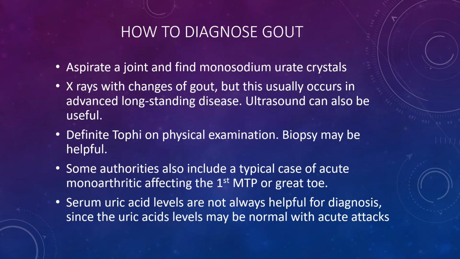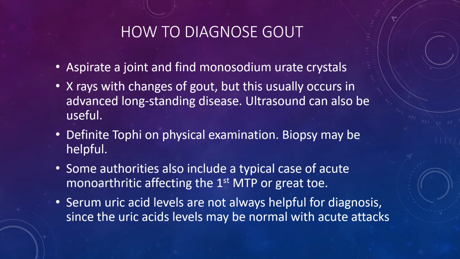How to diagnose gout? Well, we first try to aspirate a joint and find urate crystals in the joint fluid. We can also do x-rays, but this usually only occurs in long-standing disease. Ultrasound can be useful. If we find definite tophi on physical examination, a biopsy may be helpful. Some authorities include the typical case of acute gout of one joint, such as the great toe, as diagnostic. Serum uric acid levels are not always helpful for diagnosis, since uric acid levels may be normal with acute attacks.